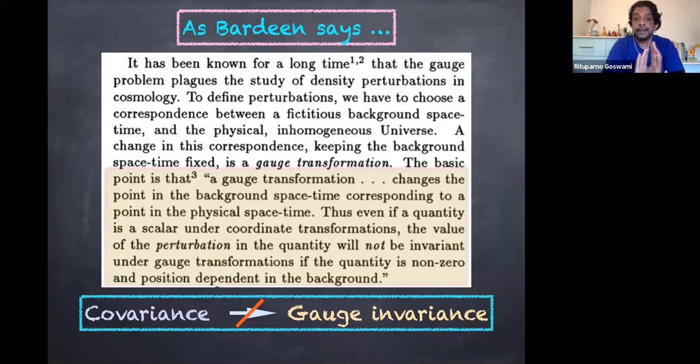So this is a very important point to take home, that covariance and gauge invariance are two entirely different things. A quantity can be covariant, but it may not be gauge invariant. Okay.